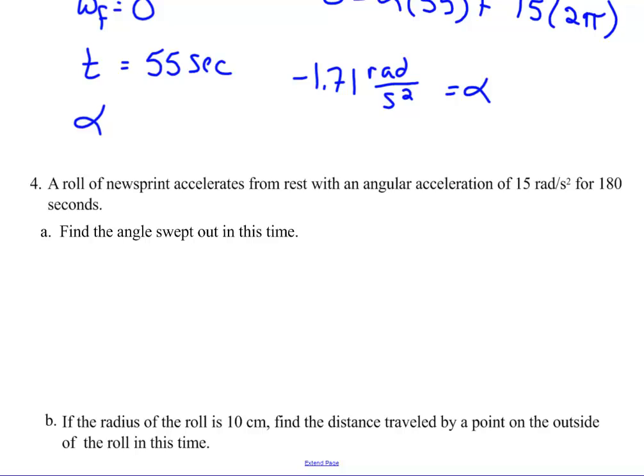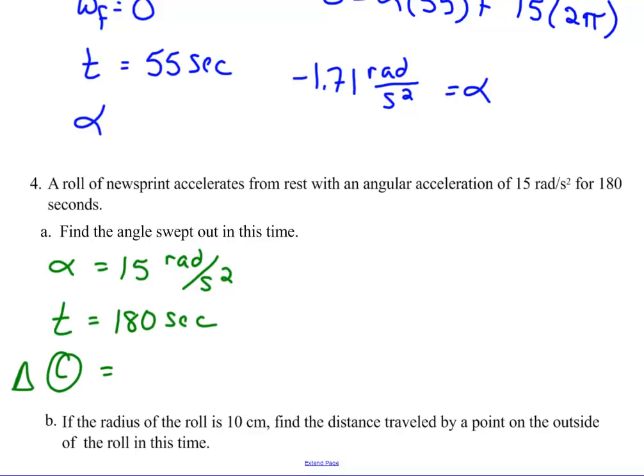We have a time of 180 seconds. Finding out the angle swept, we're looking for theta this time. Again, another kinematic type of problem. We have an angular acceleration of 15 radians per second squared. We have a time of 180 seconds, and we are looking for theta. We also know, since it says from rest, that our initial angular velocity is 0.